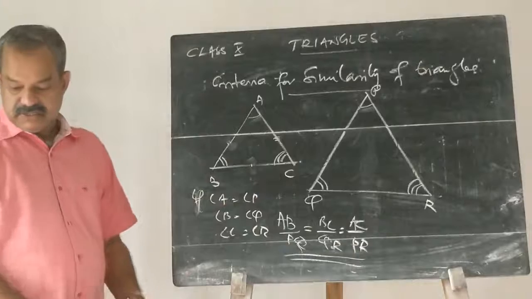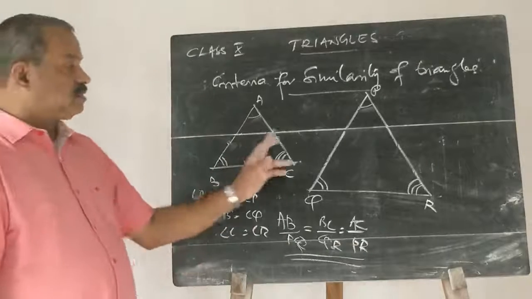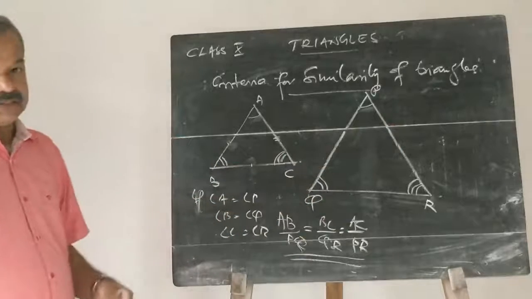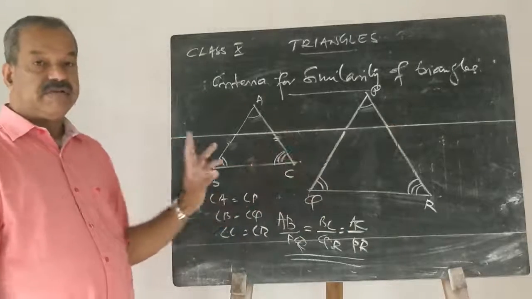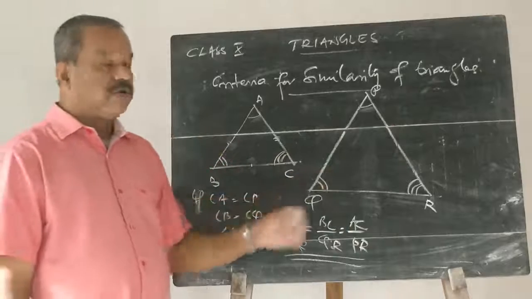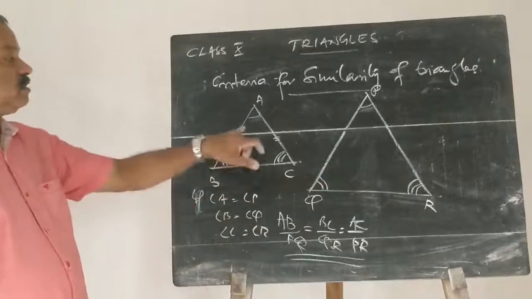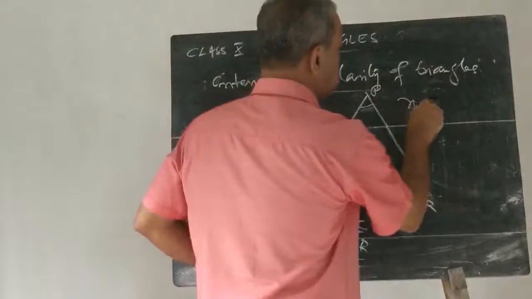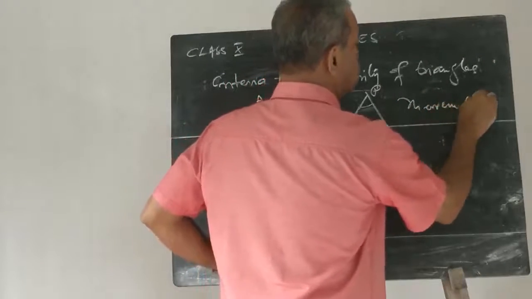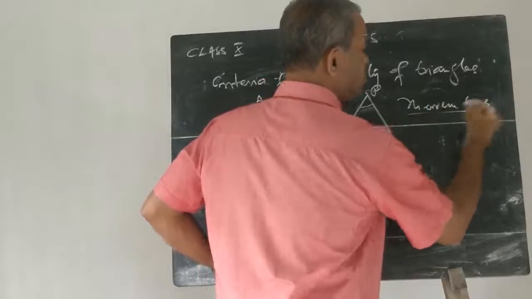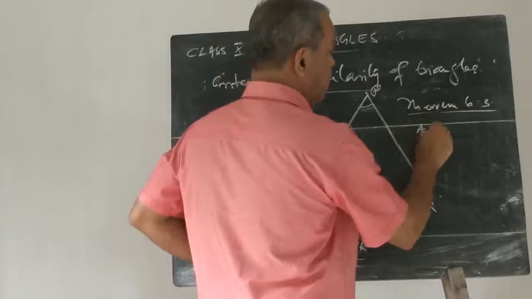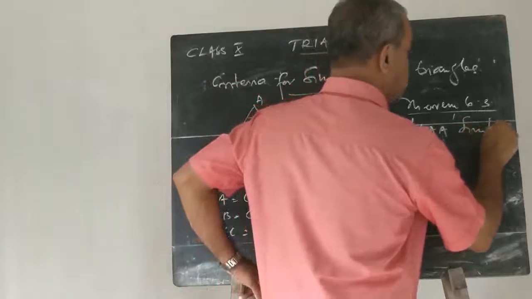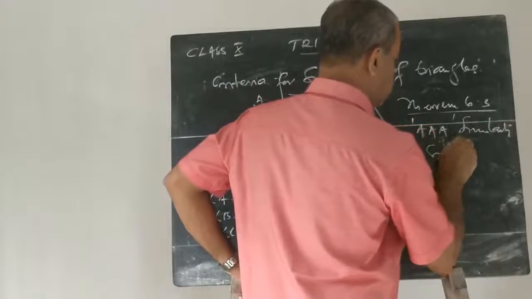What is the meaning of this? If three angles of one triangle are equal to three corresponding angles of another, then the corresponding sides are proportional. That means the triangles are similar. This is theorem 6.3, the AAA similarity criterion.